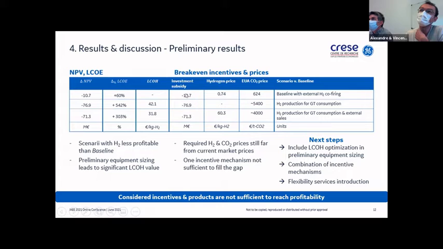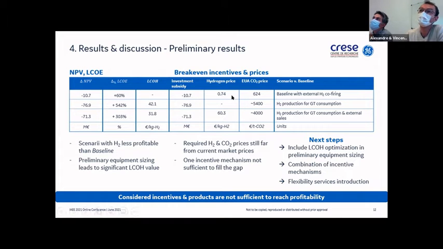On the second part of the table, we have calculated the break-even prices and incentives required to make this case just as profitable as the baseline. One can see that in the first case, baseline with external hydrogen co-firing, we would need a 10 million euro investment subsidy to be just as profitable as the baseline based on NPV calculation. We can also see that we would need a hydrogen price as low as 0.74 euro per kilogram to reach the break-even, and a CO2 price as high as 624 euro per ton.